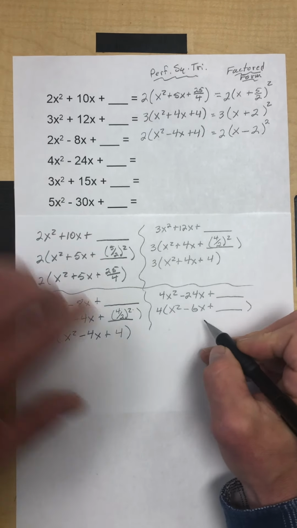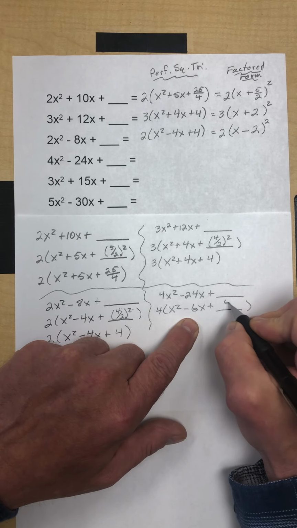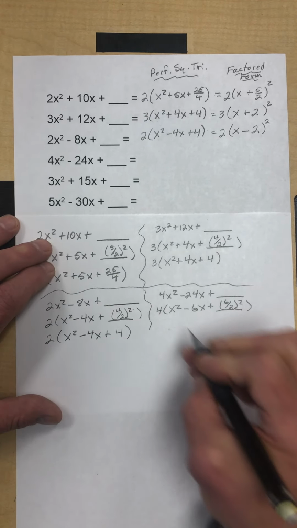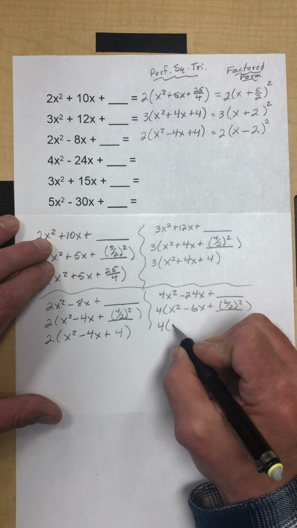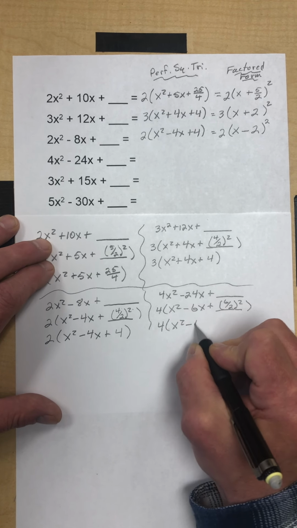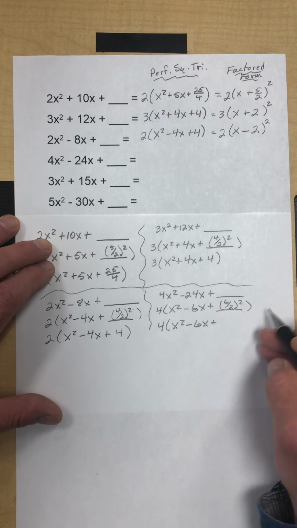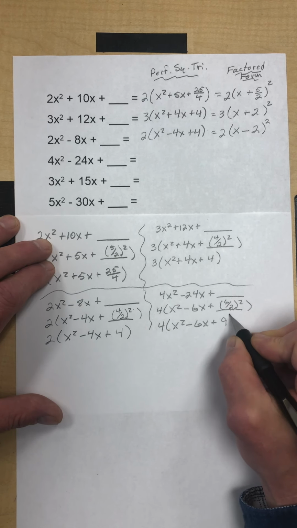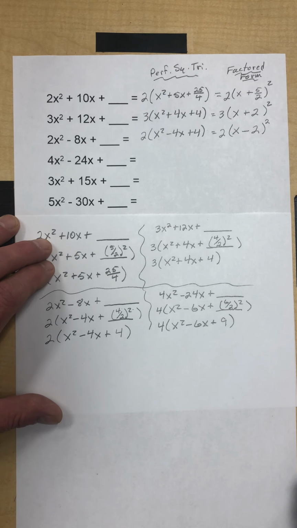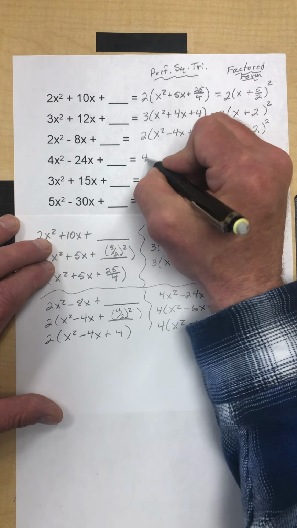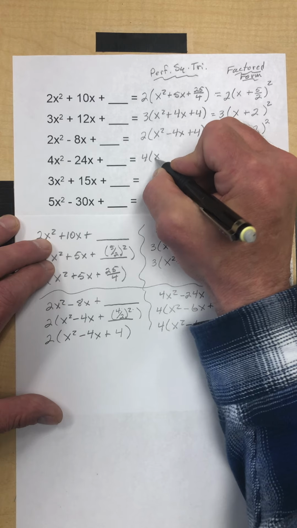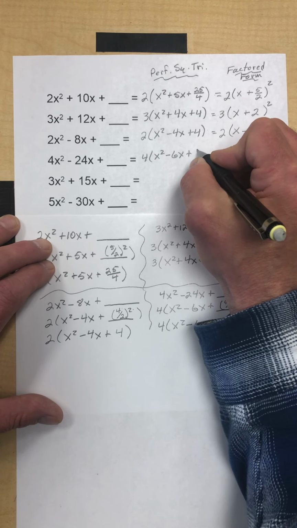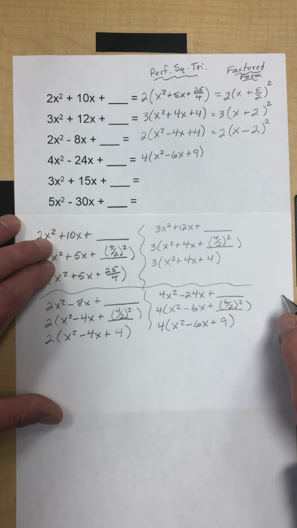Again, take the linear coefficient, divide by 2, and then square that. So I'm going to get 4 times the quantity of x squared minus 6x plus, 6 divided by 2 is 3, 3 squared is 9. So I have my perfect square trinomial. So we have 4 times the quantity of x squared minus 6x plus 9. And that is my perfect square trinomial.